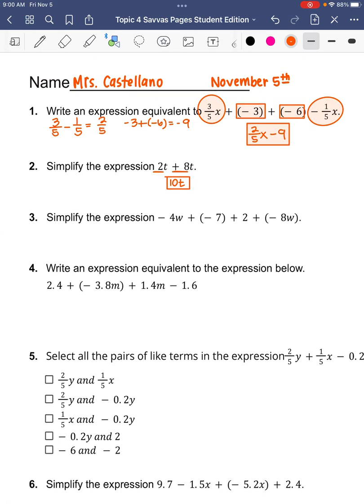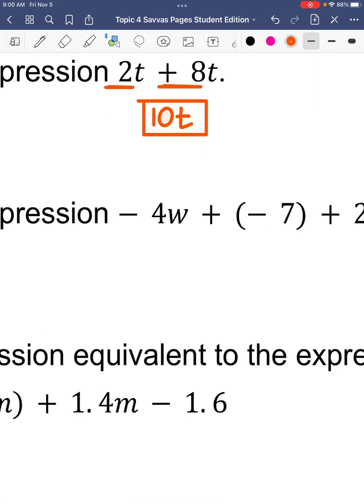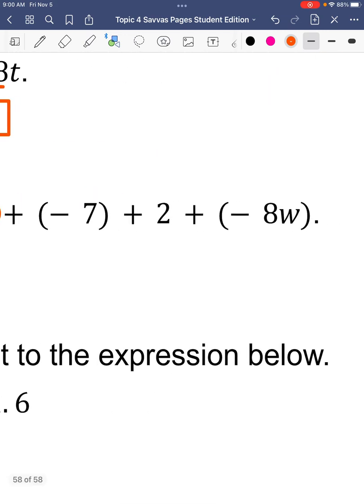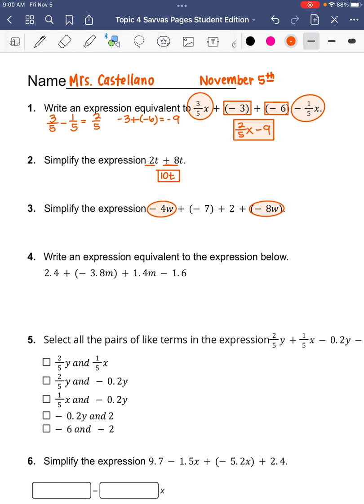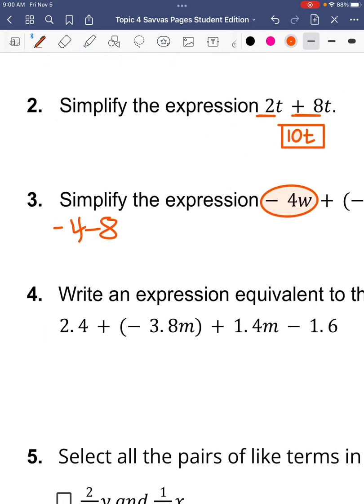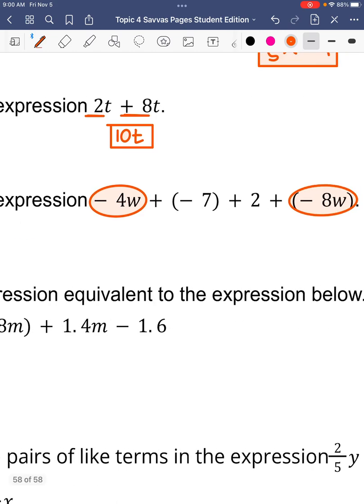Moving on to number 3. Simplify the expression -4w plus -7 plus 2 plus -8w. So I'm going to identify my like terms that have a variable first. So I see I've got -4w here, and I have -8w here. So I'm just going to combine. We have -4 minus 8 gives me -12. And the w will stay with that.